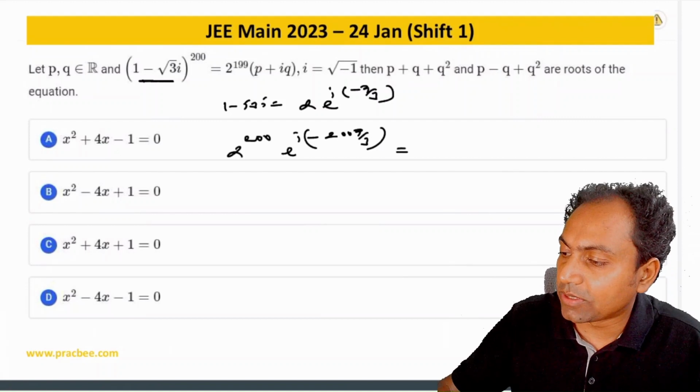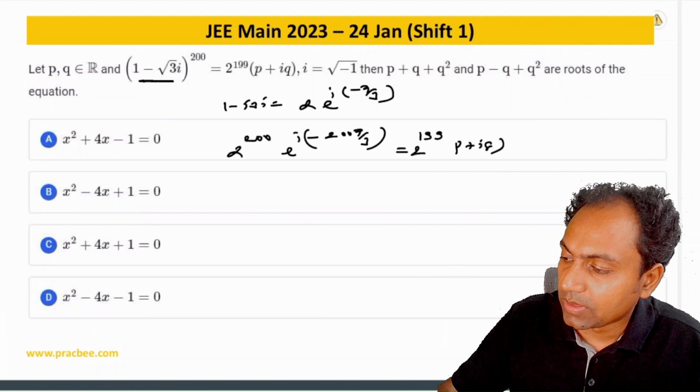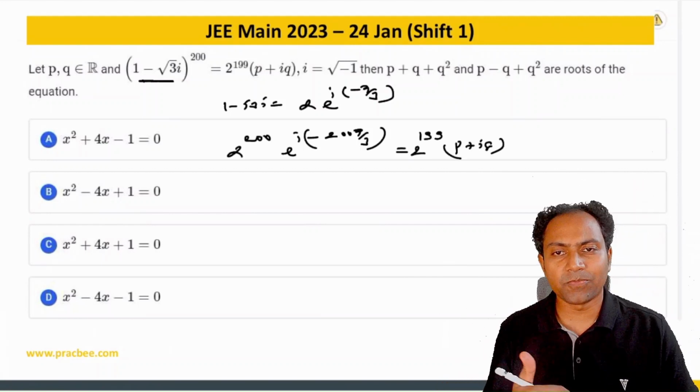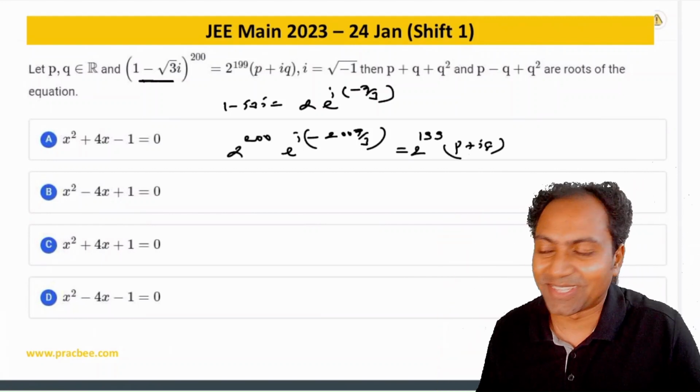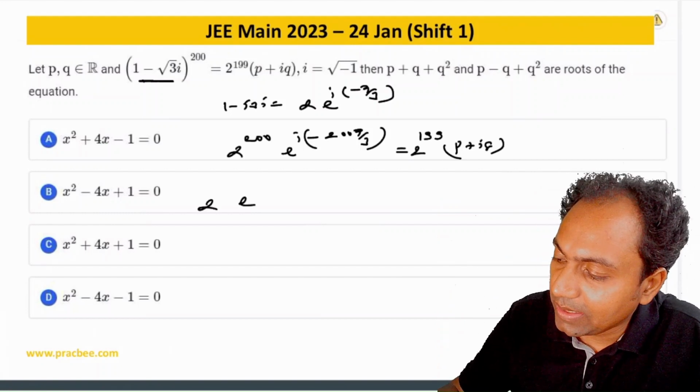And this is equal to nothing but 2 raised to the power 199 times p plus iq. Now your job is very simple. Simplify it, find the value of pq, and then do whatever they're asking you to do in the question. So if you simplify it, this becomes 2 into e raised to the power minus i times.